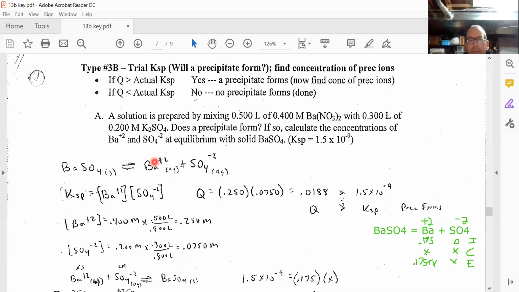Now, the other question is, even though that's true, there's still going to be a little bit of these ions floating around. So how much of these ions would be floating around? And this question gets more complex as we do that. So let's take a look at that other piece.